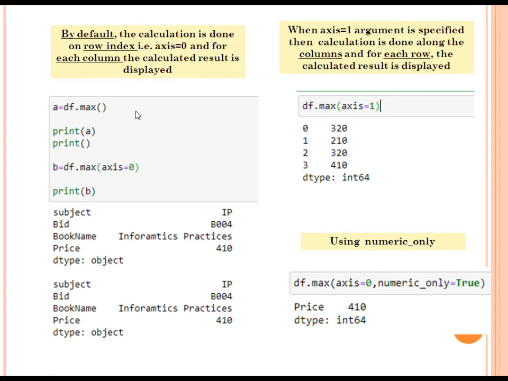Then we'll move to axis equals 1. Children, when axis equals 1, it will see row wise. In that row, the numeric value has the highest ASCII code, that's why it is showing like this, and the numeric value is preferably higher. In all the rows, it is showing the numeric value as the highest value.